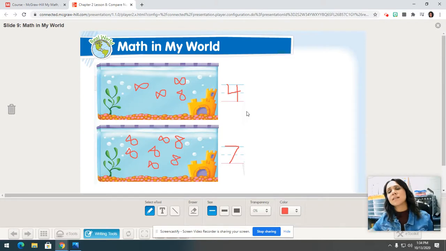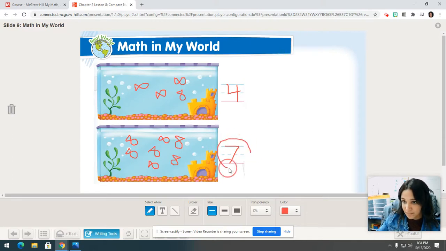All right, boys and girls, now I want you to think. I have 4 fishies in my first tank, and I have 7 fishies in my second tank. Which one is greater than, the greater amount, more? Did you say 7? You're correct. Great job. Put a circle around the number that is greater than.